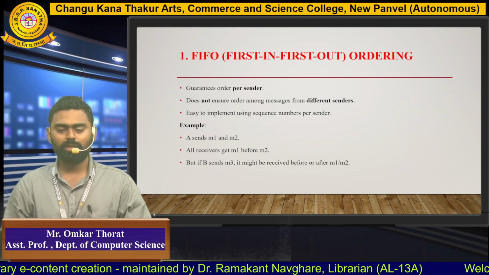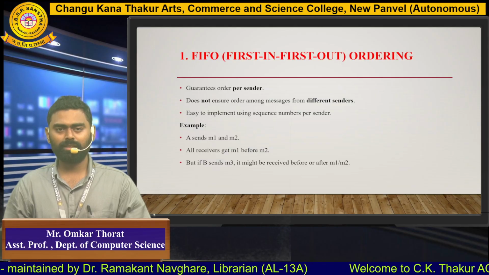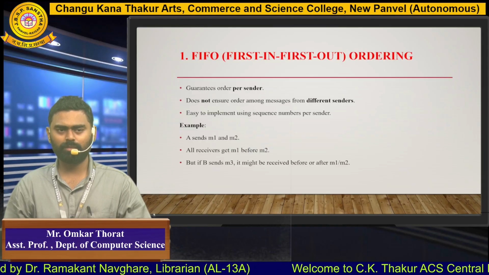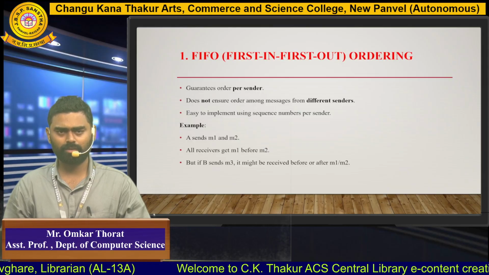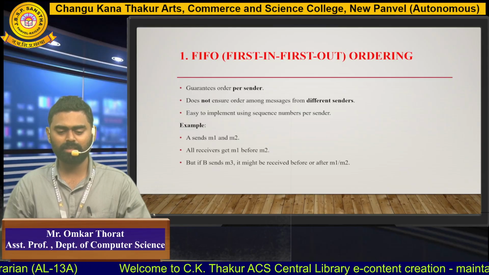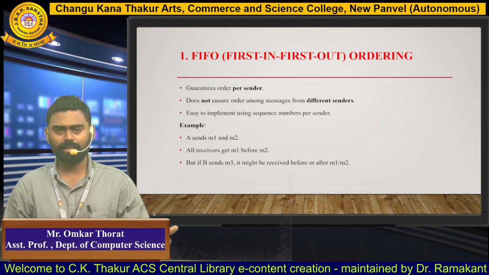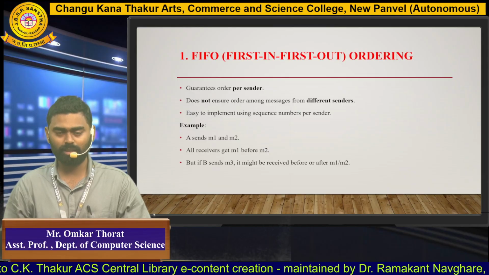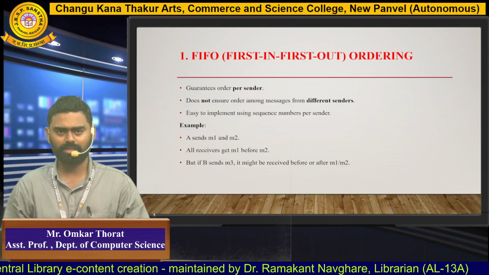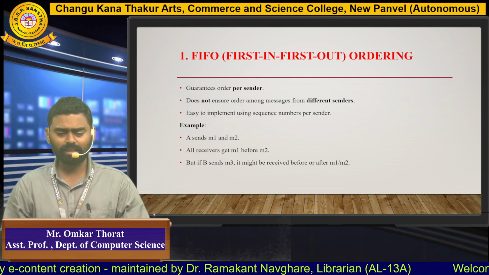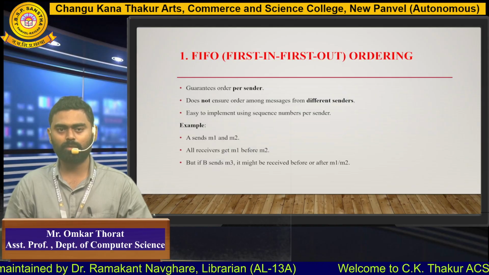First in, first out guarantees order per sender. It means the sender sends multiple messages at a time. For example: "Hi, my name is Omkar, and I am a professor of CKT college in the computer science department." These three messages are sent to the receiver in a queue format. First the message "hi" is sent, second "Omkar Thorat", third "I am a professor of CKT college from the computer science department." Likewise, it guarantees order per sender, meaning the messages are sent sequentially.